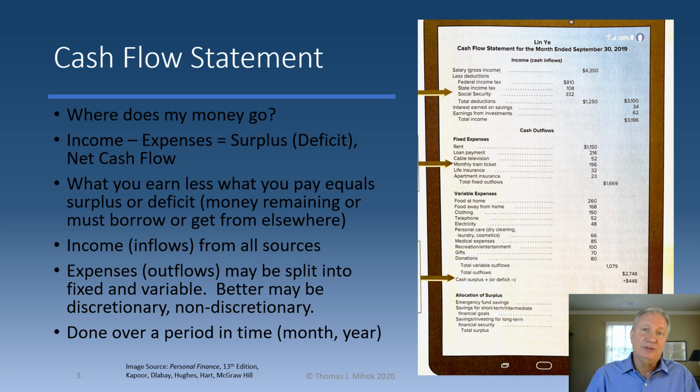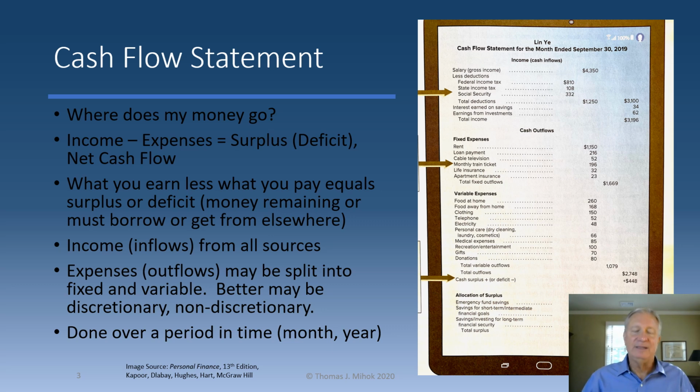Money left means it's money that's remaining that you can save or invest. If you're in a deficit position, it means you have to borrow or sell another asset or sell an investment to get money to pay expenses for that period of time. So it's income less expenses equals a surplus or deficit, or your net cash flow, or your profit or loss. What you earn less what you pay equals the surplus or deficit. Income includes income from all sources. It's inflows from all sources.